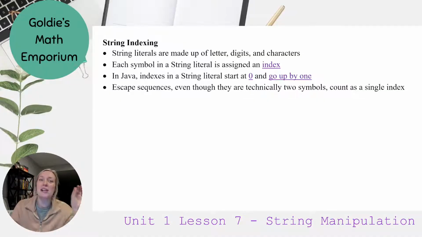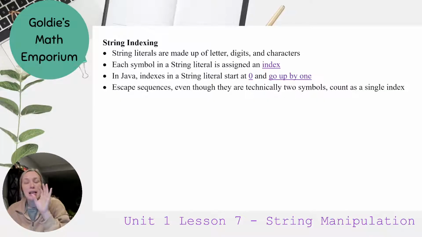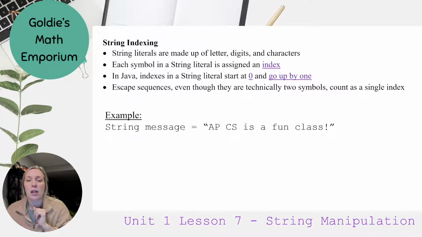Otherwise, every single digit, space, whatever it might be, is made up of one index. So here is an example. String message equals "APCS is a fun class." It obviously is, right? Yeah.